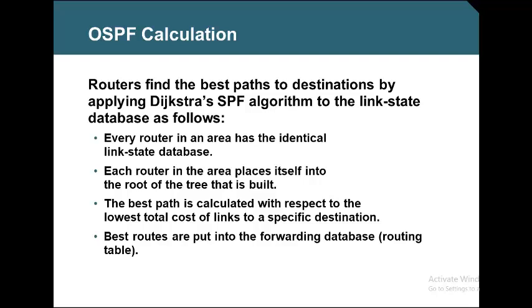So every one of us has a common map. That's what this first point is. We all are in the same area called Chennai, and we all have one map called the Chennai map, an identical database. But we place ourselves in different portions of the map. That is the root place, the place from where we are going to start. Where you're going is the destination, Phoenix Mall, a specific destination.